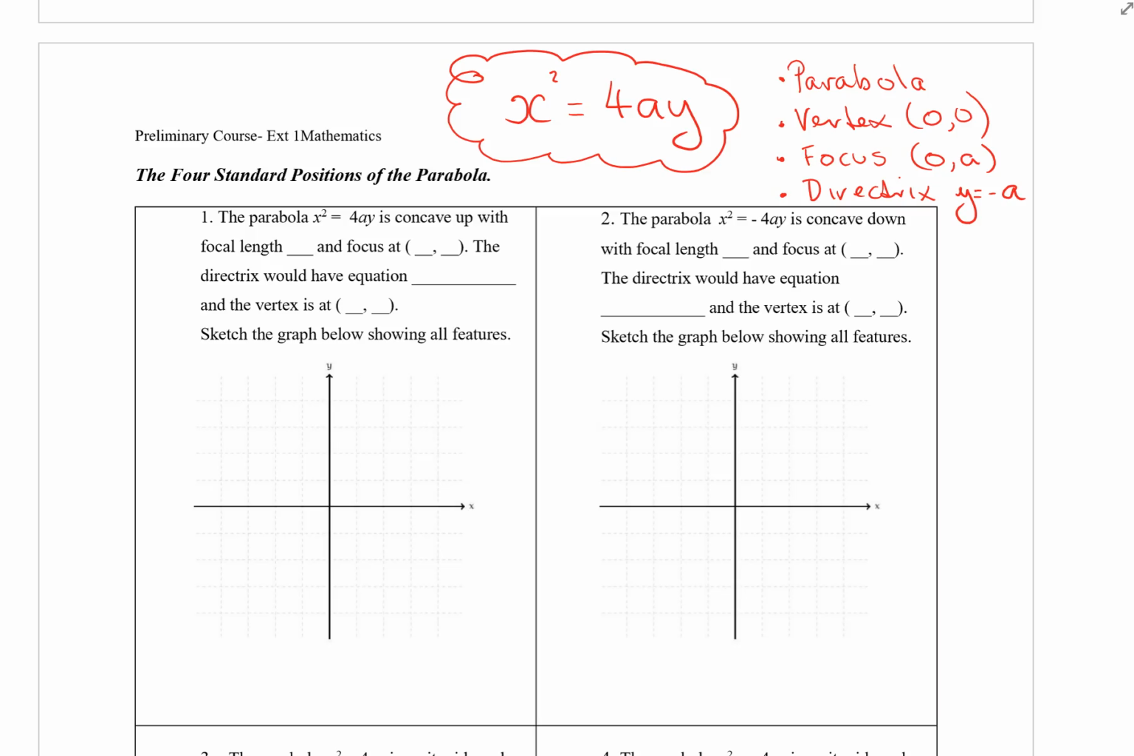Okay, so now we work predominantly with the equation for a parabola in the format x squared equals 4ay. So this has to become as familiar to you as y equals mx plus b for a straight line, or x squared plus y squared equals r squared for a circle. This x squared equals 4ay.